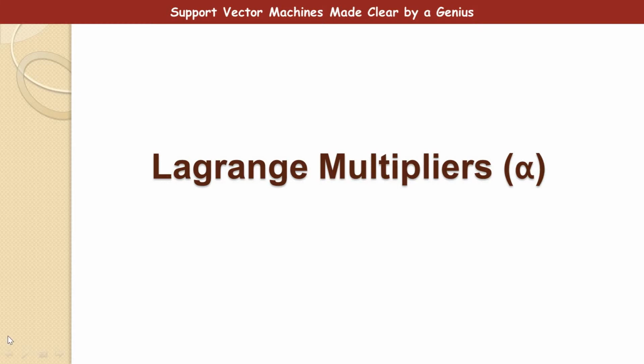So in tutorial 4, we stopped exactly where we talked about Lagrange multipliers, which is alpha. What are Lagrange multipliers? Remember, in support vector machine, you need to calculate W, B, and also the Lagrange multipliers. So that is what we are going to discuss in this tutorial. What are they and how do you find them?